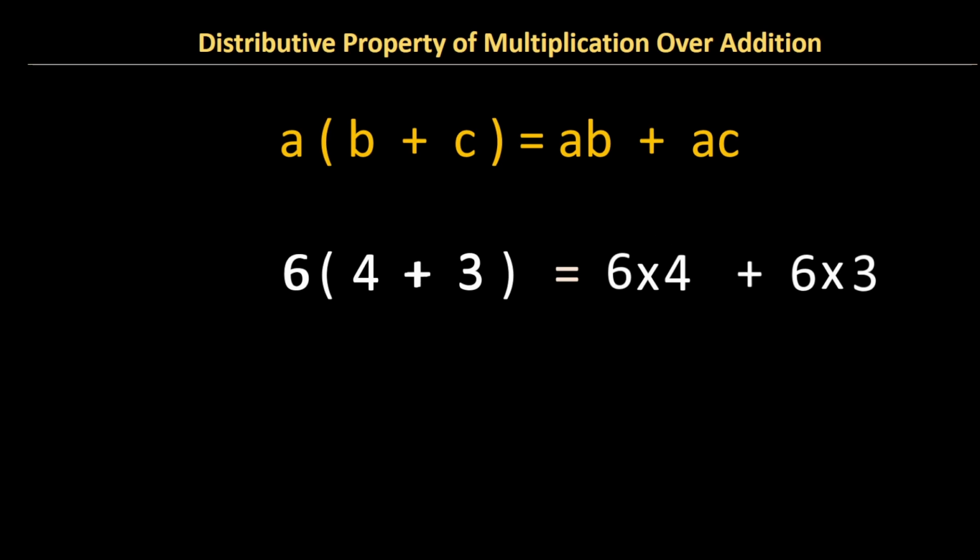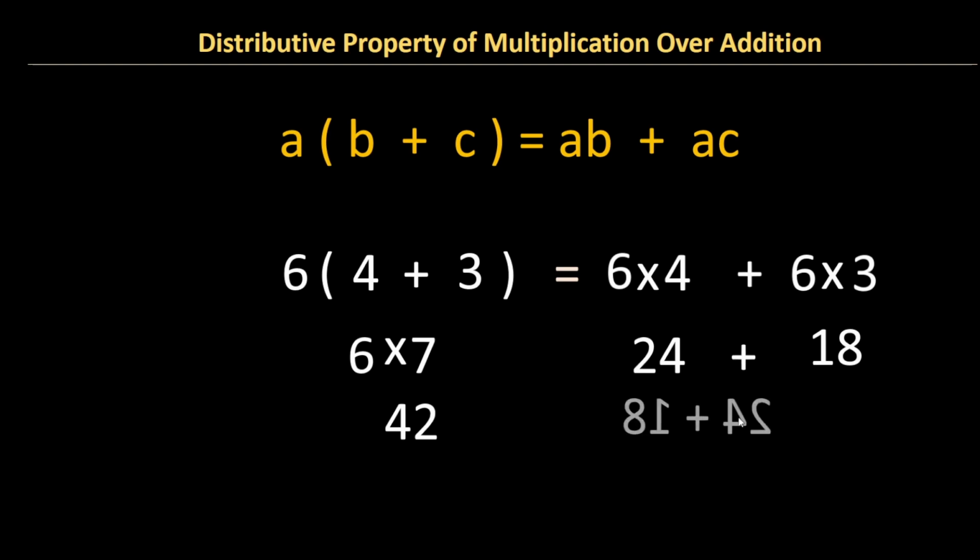Now let's go through each side and look into it. In the left hand side, let's add 4 plus 3, which is 7. Then multiply it by the outer number 6, that is 6 times 7 is 42. Now let's look into the right hand side. 6 times 4 is 24 and 6 times 3 is 18. Then let's add them together. That will make 24 plus 18, 42.